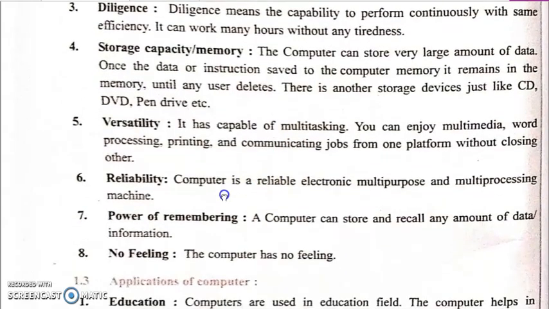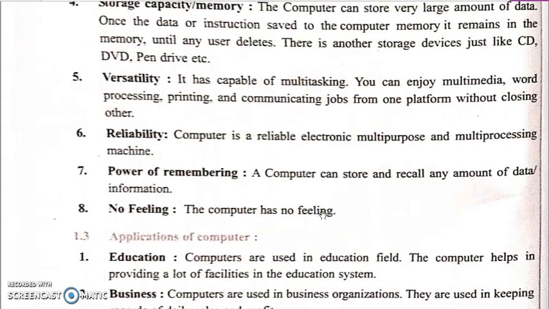The next is reliability. The result that the computer gives us is very reliable, meaning we can rely on it. We do not have any doubts on the result or the output given by a computer. So it is always reliable. Then the computer is a reliable electronic multipurpose and multiprocessing machine. Then the power of remembering. Again, it comes under memory, because whatever is once fed into a computer is there forever, unless we ourselves delete it. So once the data is fed into a computer, it remains in it forever. A computer can store and recall a large amount of information or data.